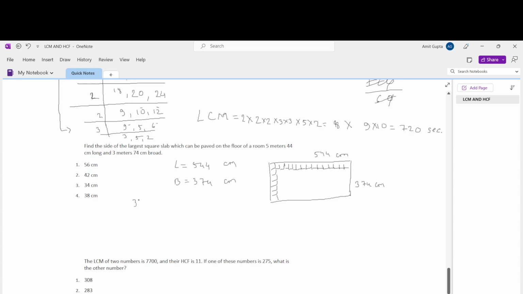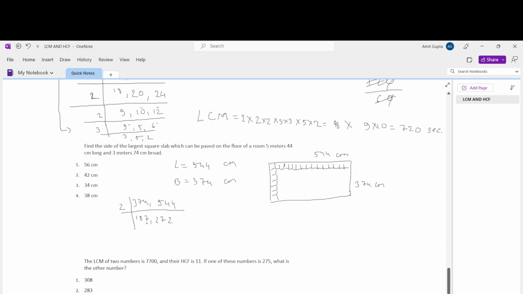So, 374 and 544. First it is divisible by 2. 2 18s are 36, with 6, 1 will be left. 14, 7, 27. This is further not divisible by 8, 7, 15, 1, 16. It is not divisible by 3, not divisible by 4, not divisible by 5. Since it is not divisible by 2, it will not be divisible by 6.